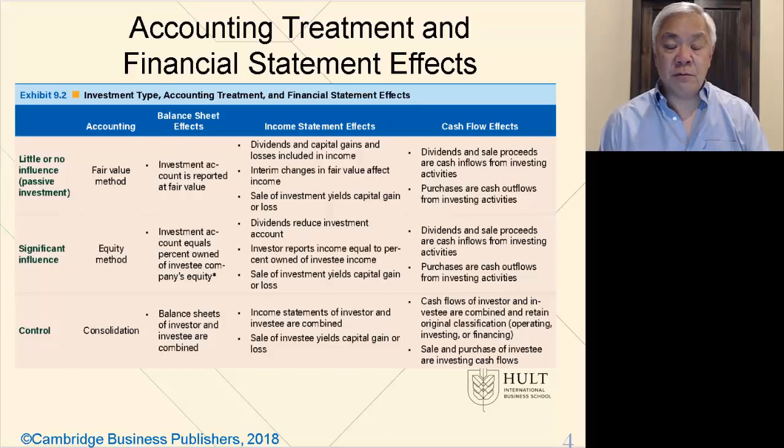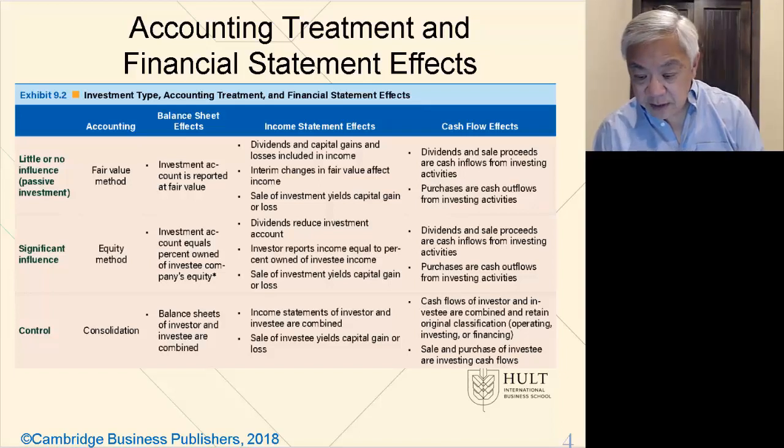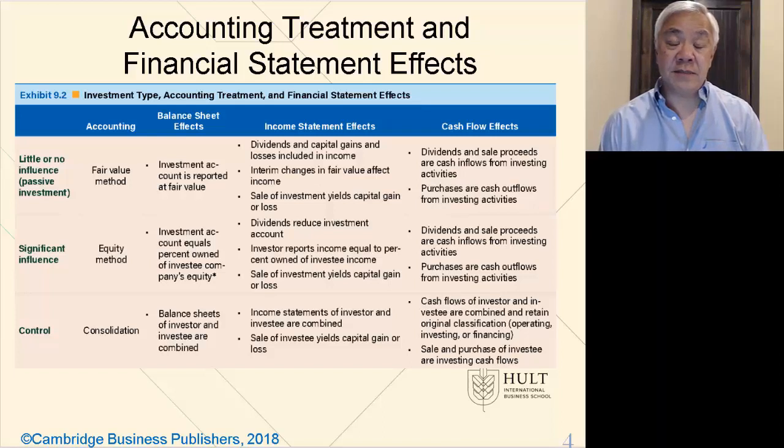And finally, control, where you consolidate, which means we combine all the balance sheets and income statements of the parent and its controlled subsidiaries. And the income statement reflects all the revenue and all the expense to outside entities, as does the balance sheet. And we'll show examples of how we do consolidations later in this presentation. The cash flows, they're combined. The activities of the subsidiary are considered just side by side with the activities of the parent company.